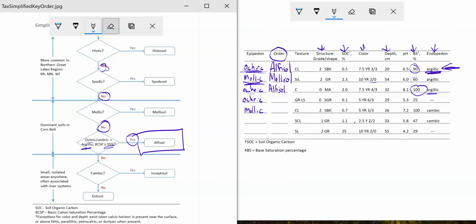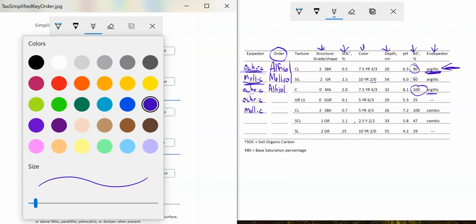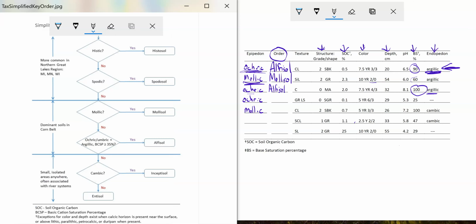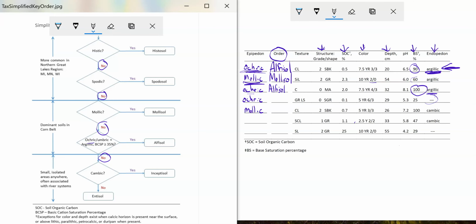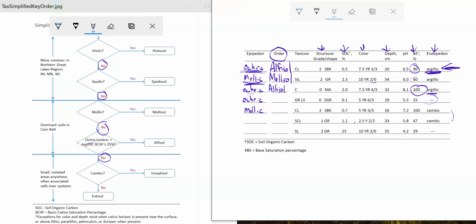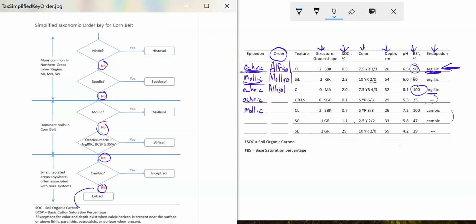What about the next one? Reset. Questions again. Histic? No, it's ocric. Spodic? No, we've got what over there? Don't have one. Molic? No. Ocric? Yes, we do have an ocric, so let's follow through and see. Do we have an argillic? Nope, there's no argillic. So the answer to that one is no. Does it have a cambic horizon? We see two of them down here later that have cambic horizons, but this is not one of them, so no. Well, that leaves us with our very little baby soil here, an Entisol.